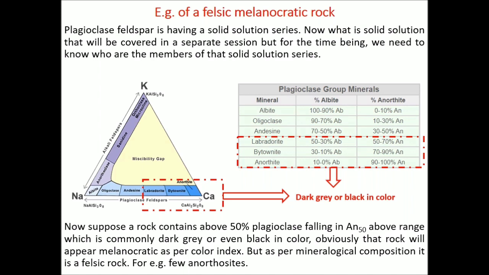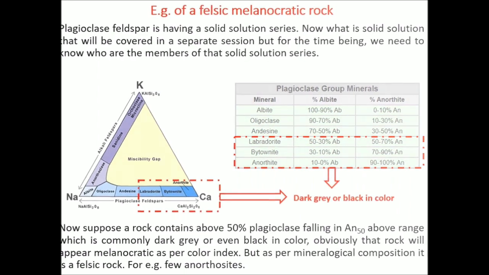For example, anorthosite is such a rock, which can be observed or identified in the field as melanocratic, but it actually contains more felsic minerals than mafic minerals. So due to these problems, this kind of color index classification scheme is not very reliable and will take us nowhere from where we can interpret the origin of the rock.